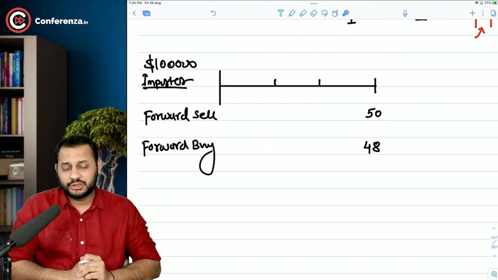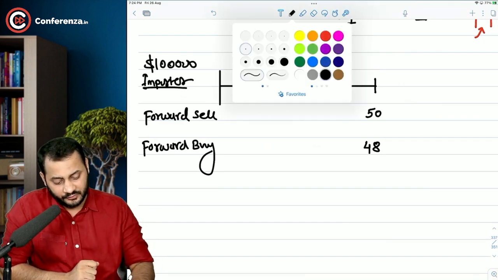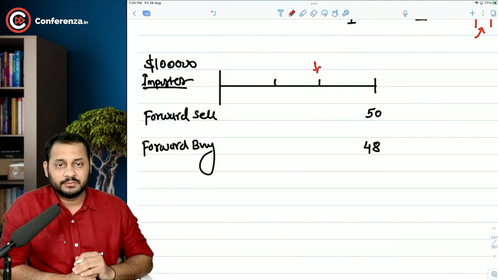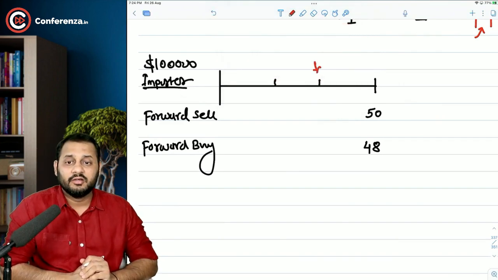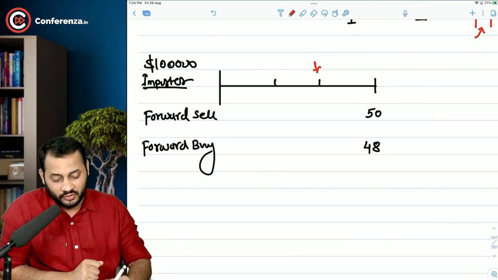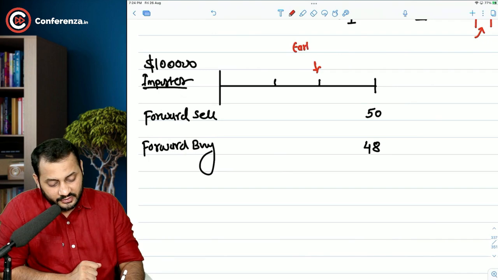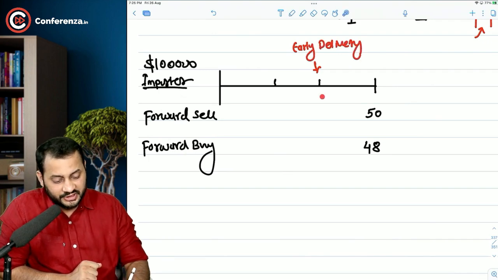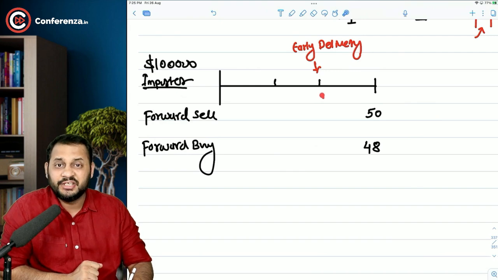What happens actually is after 2 months, the importer goes to the bank and he asks for early delivery. What does that mean? He wants to purchase those dollars immediately. Still, there is 1 month left for the maturity or the due date, after which he can buy the dollar from us at 50 rupees, but he needs it immediately.